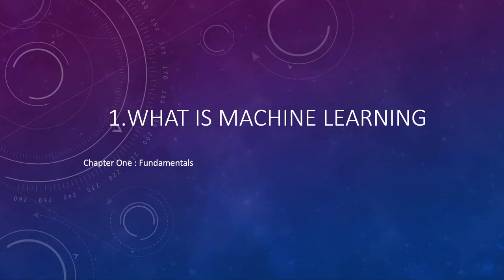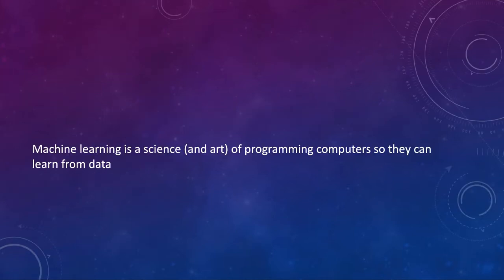Let's get started. What is machine learning? By definition, machine learning is a science or an art, if you say, of programming computers so they can learn from data. In other words, machine learning is a field of study that gives computers the ability to learn without being explicitly programmed each time.